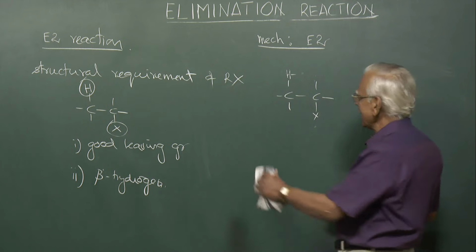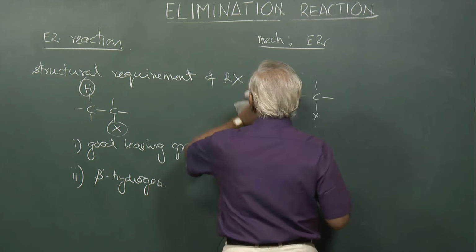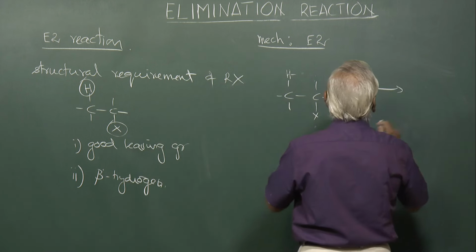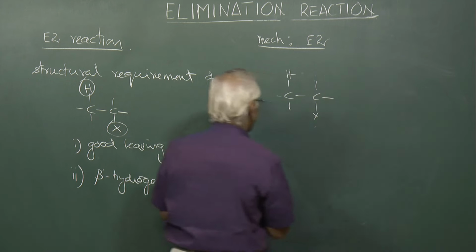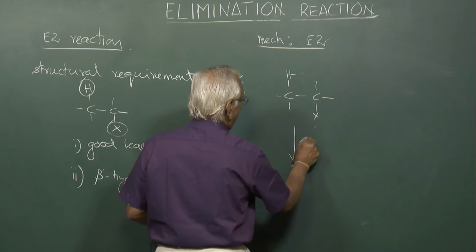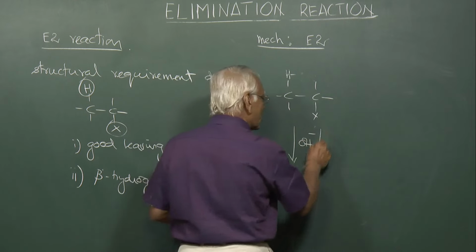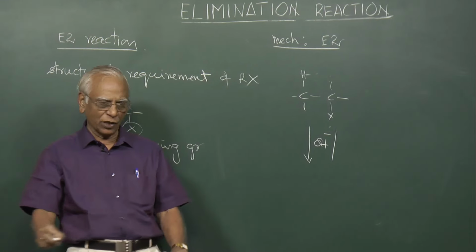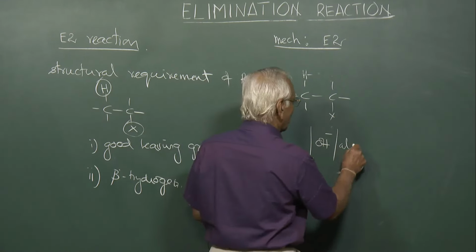So generally, how does it happen here? Now, I have the OH minus ion. Let me write this reaction here. With OH minus, I am very definite that I want to do the elimination reaction. So should I take aqueous KOH or alcoholic KOH? I have to take alcoholic KOH only.